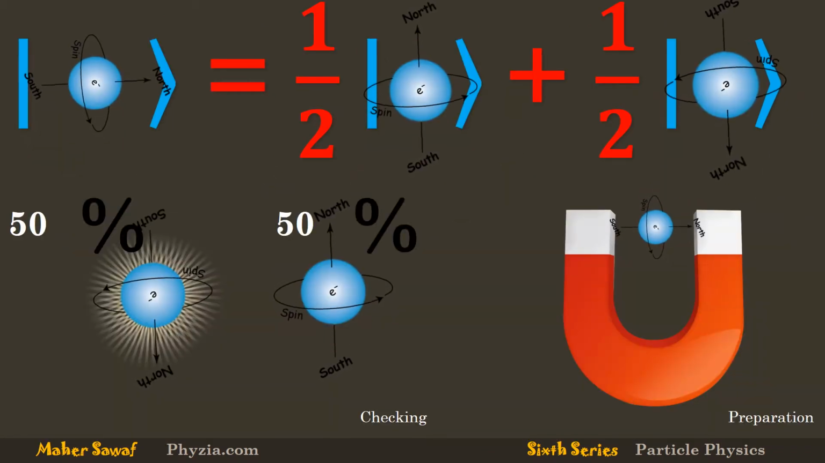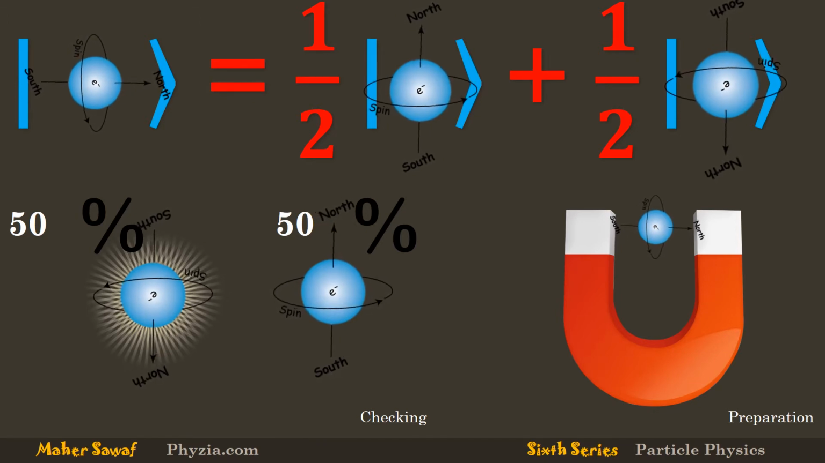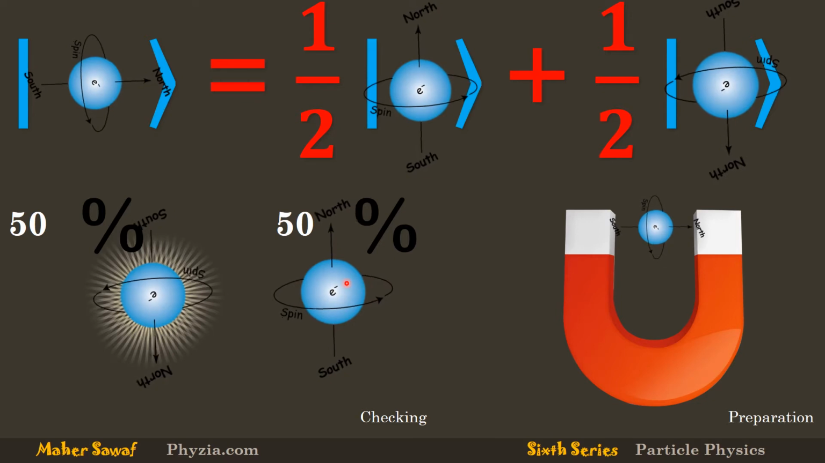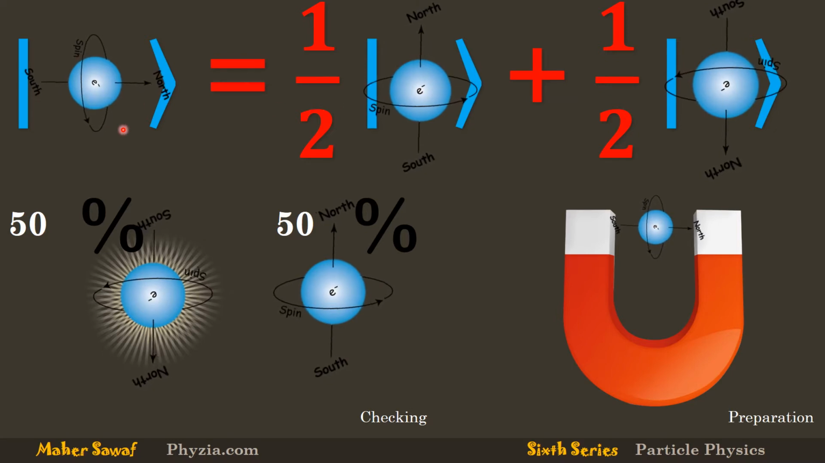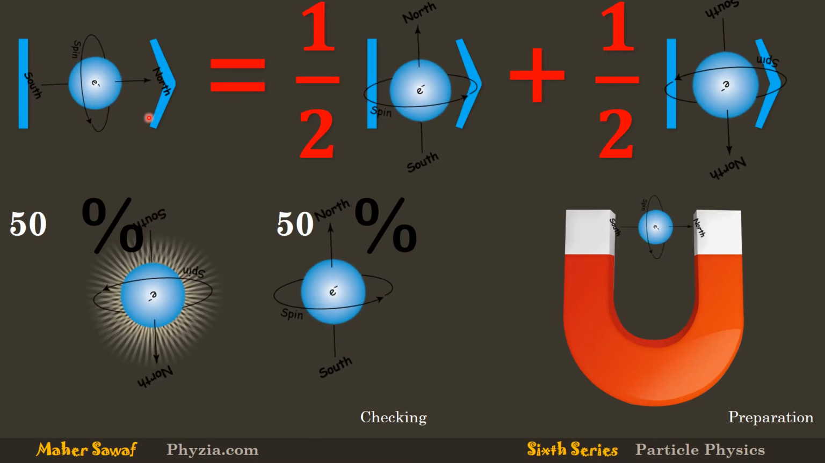Back to our experiment. Remember when we prepared the electron in the first stage in a horizontal way, we gave it an angle of 0 along the z-axis. And then we got 50% chance the electron turns up and 50% chance the electron turns down. We wrote the superposition like this: 1 over root 2, the quantum state, the electron turns up along the z-axis, plus 1 over root 2, the electron turns down along the z-axis.